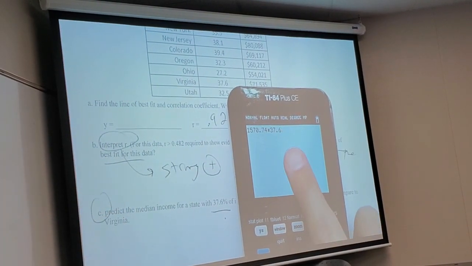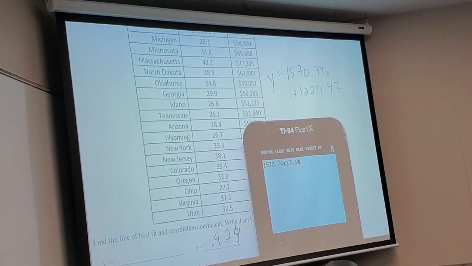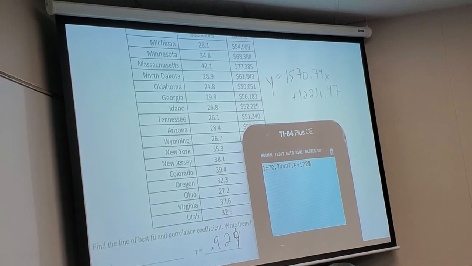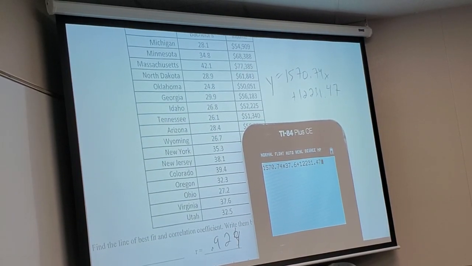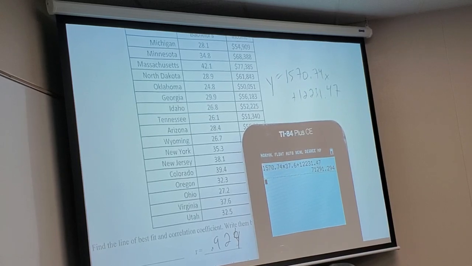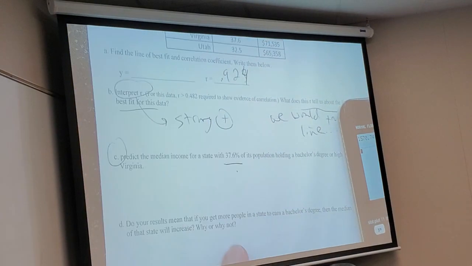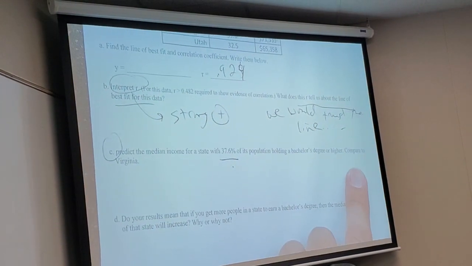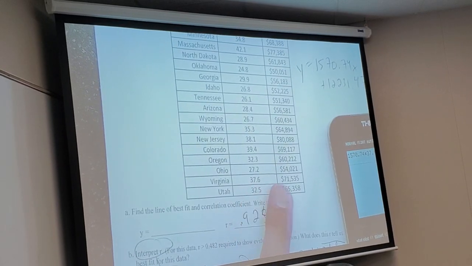So I'm going to put in there 37.6, and then plus 12,231.47. Don't forget the 47 cents. So that's what I get. Real quick, why do I say compared to Virginia? See how I say compared to Virginia? Because it's the same percentage.